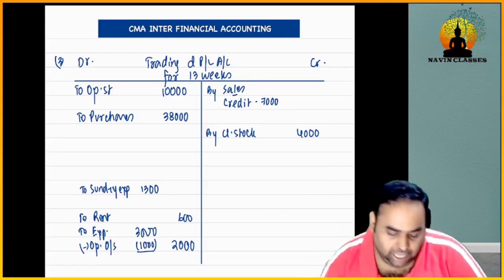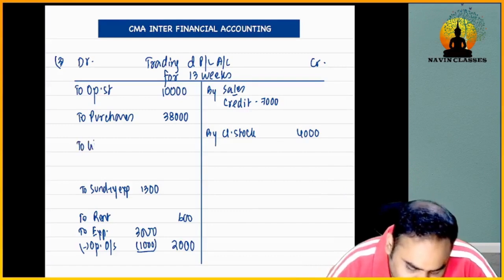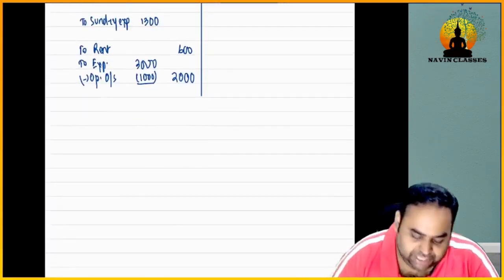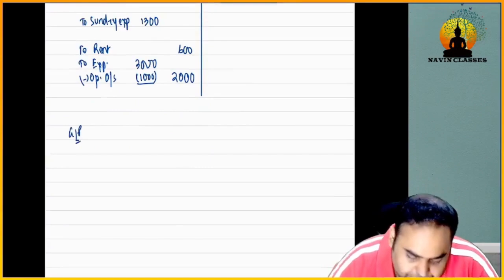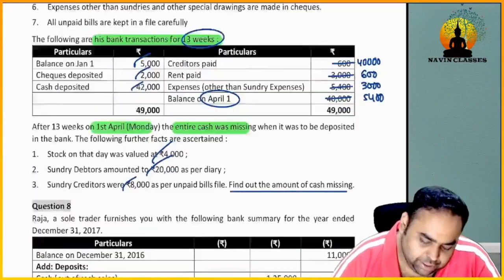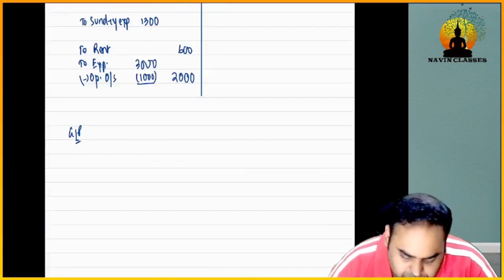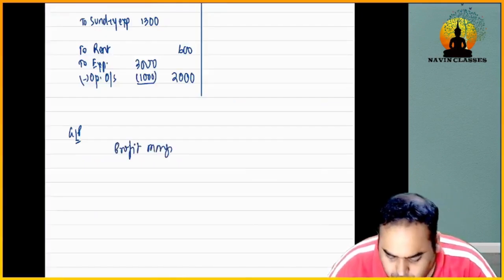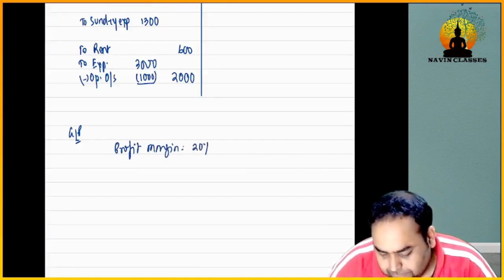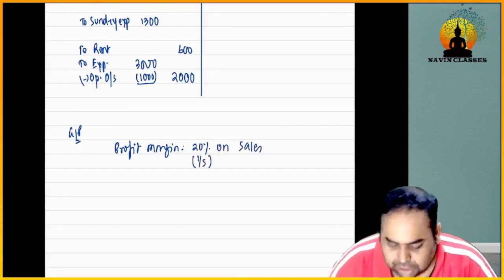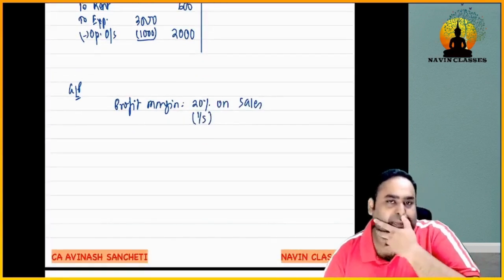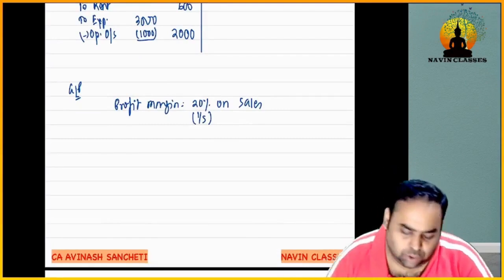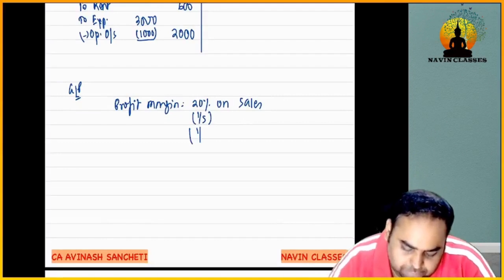$38,000. Now I can calculate the GP, okay? How will I calculate the GP? GP is given here in the question. 20% profit on sales, write profit margin. 20% on sales. What does this 20% mean? It means 1/5 on sales. You must have studied this. If 1/5 is on sales, then what will be the cost? It will be 1/4 on cost.